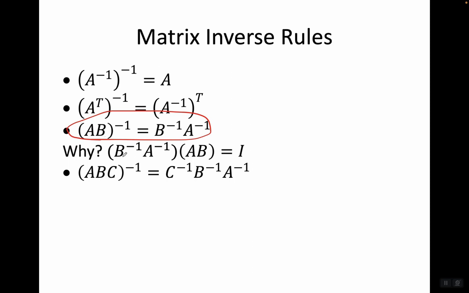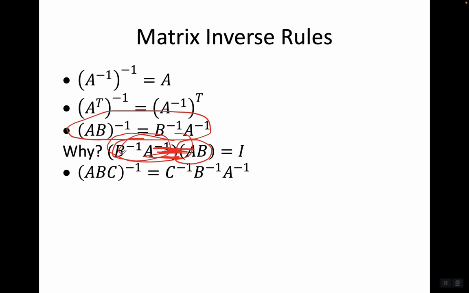And here's why. Notice that when you multiply together B inverse A inverse times AB, these A's will cancel out. That'll just be the identity matrix, and you're left with B inverse B. But B inverse B is just going to be the identity matrix. So when you multiply these two together, B inverse A inverse and AB, you get the identity matrix. That proves that the inverse of AB is going to be this matrix and not A inverse B inverse.